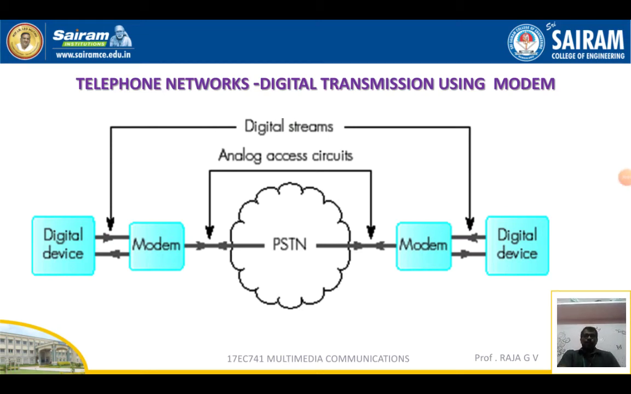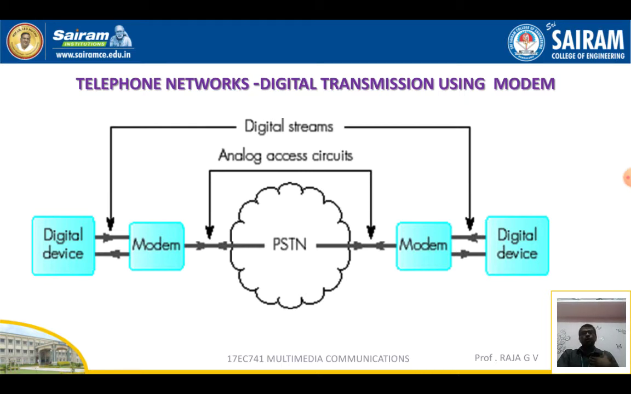Telephone networks. The second type is digital transmission using a modem. How the digital transmission is taking place: this is the diagram where, suppose I want to communicate with my desktop. Now the desktop is connected to the modem, where my information will be converted in the modem, that means the digital will be converted into analog. Modulation and demodulation is taking place.